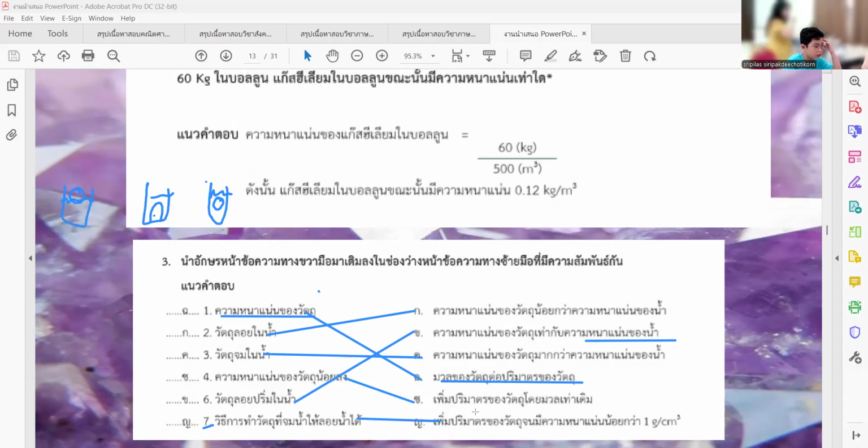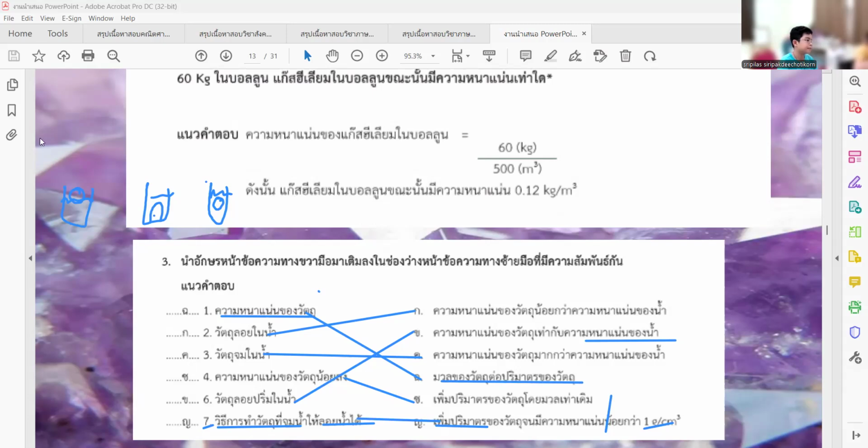Now number 7, we have the key point. If we want to make a less dense object sink in water, we have to add the volume until it has... No, hold on. I translated wrong. How to make an object that sinks float: add the density until it has less density than 1 gram per cubic centimeter.